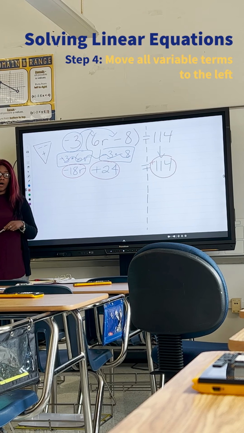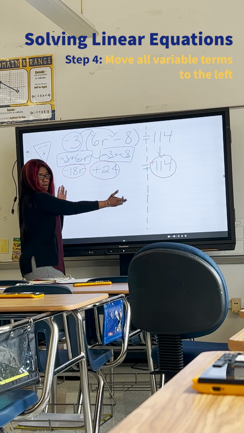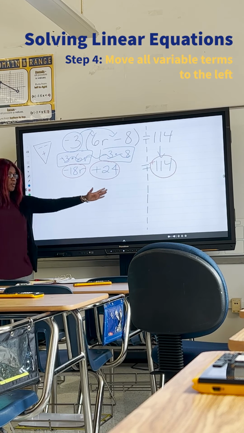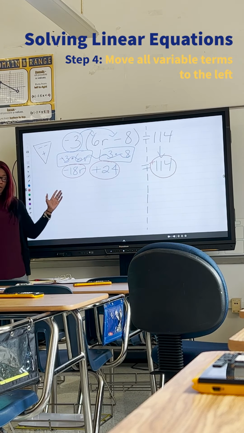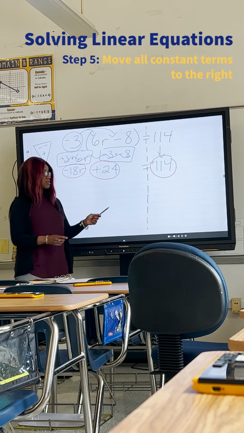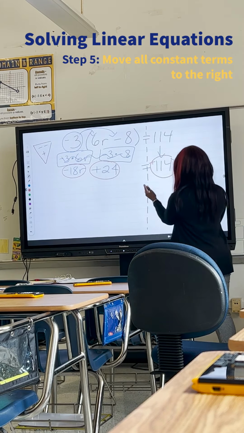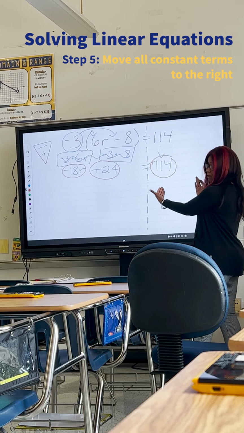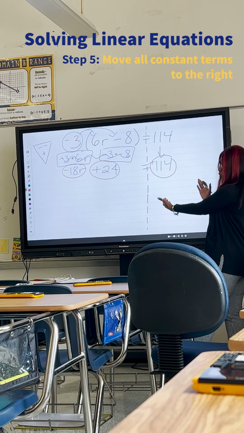So now I'm going to move on to step four. I'm going to move all terms with variables to the left. This is my left. Are all my variables here? Yes or no? Yes. Okay, so now step five, move all my constants to the right. This is the right. Are all my constants, all my numbers without variables, over here? No. What is in the wrong place? Positive 24.